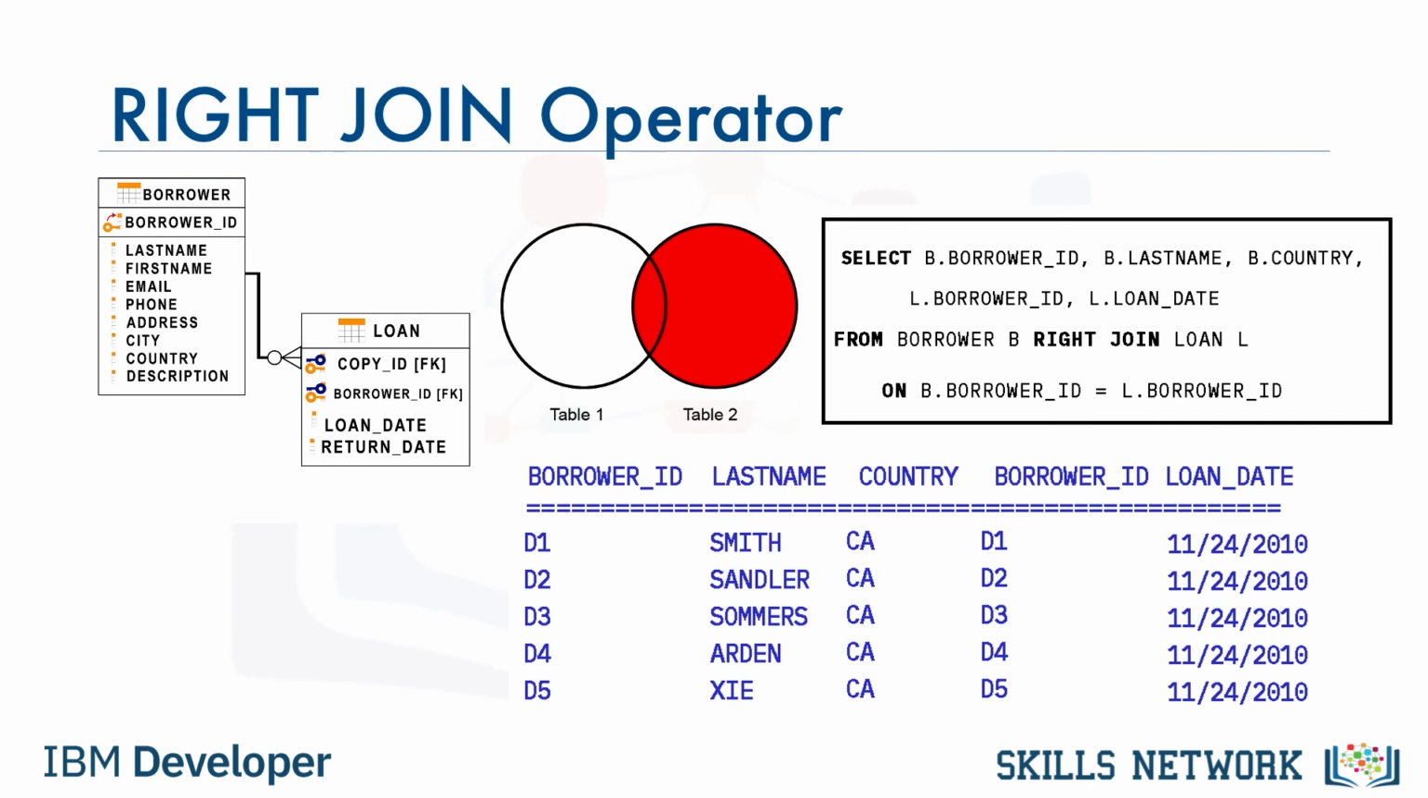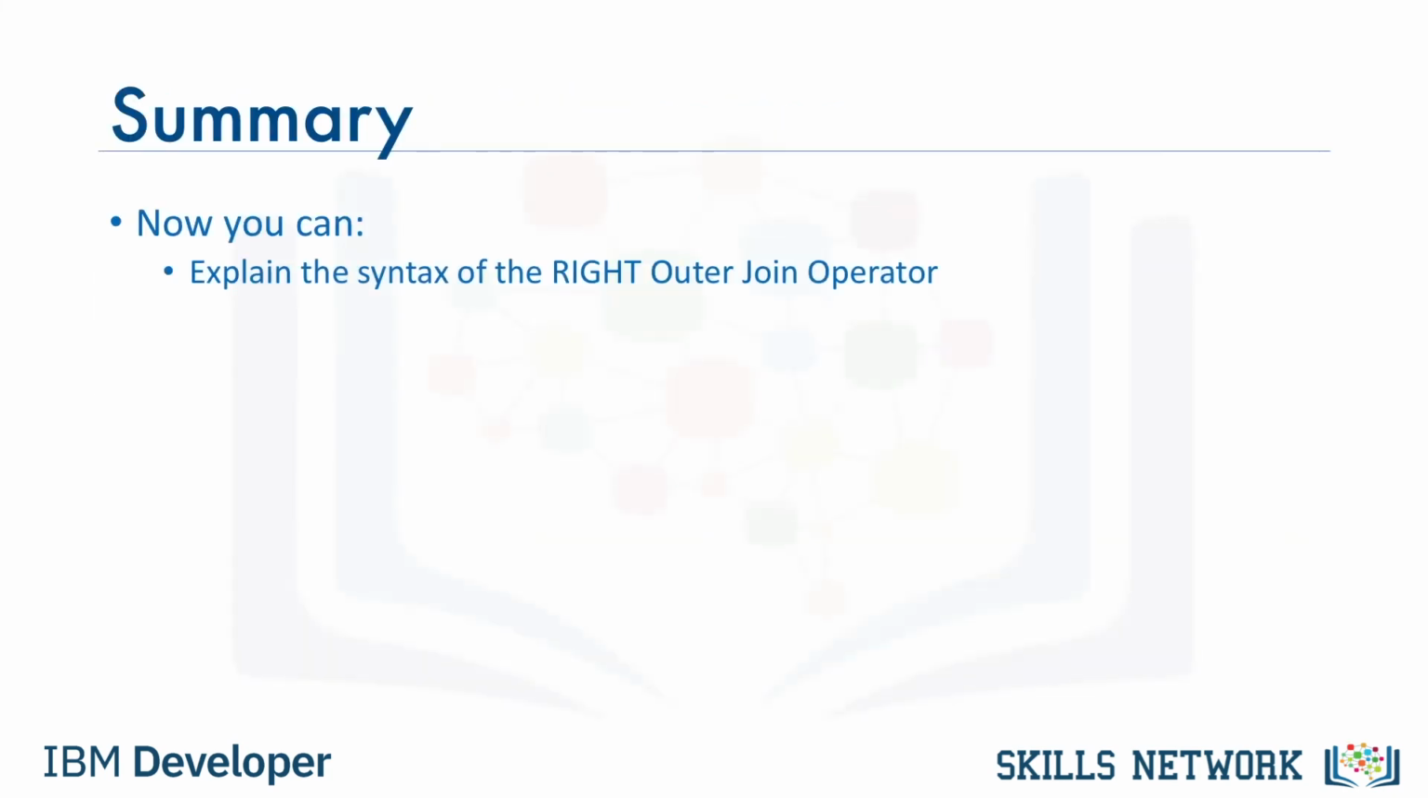The result set shows each borrower ID from the loan table and the loan date for that borrower, where the borrower ID in the loan table also exists in the borrower table. There are 5 rows in the result set. Now you can explain the syntax of the right outer join operator and interpret the result set.